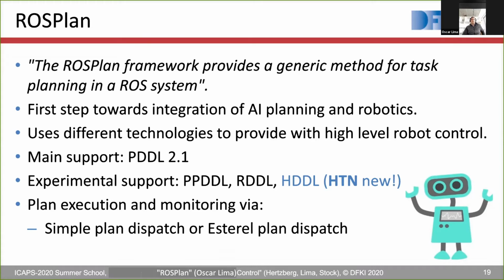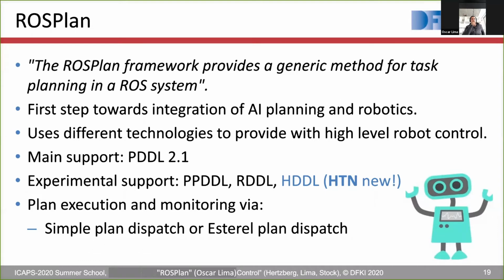It uses different technologies to provide high-level robot control. There are multiple ways that you can control the skills of your robot. You could use state machines, or you could use behavior trees, or Petri nets, or some reinforcement learning technique if you want, or something like that. And ROSPlan provides you with an alternative to do your decision making using planning, task planning.